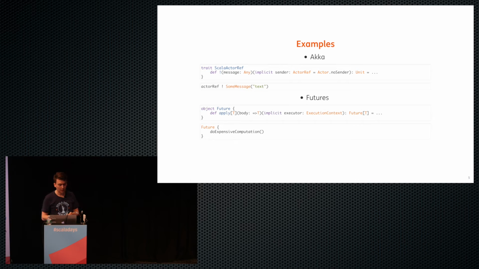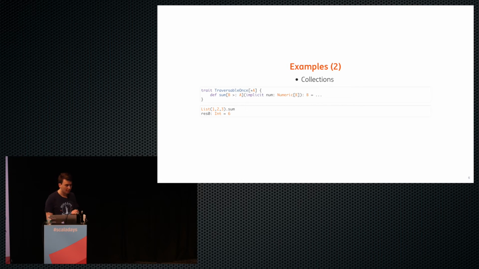Another example here is futures that we all know from the standard library. The second parameter is an implicit parameter of type ExecutionContext, which will take care of all the scheduling of threads. And it will handle all the asynchronicity. When you normally use it, you don't have to really care about this, but you can, if you want, put in a different way that the thread management should be done.